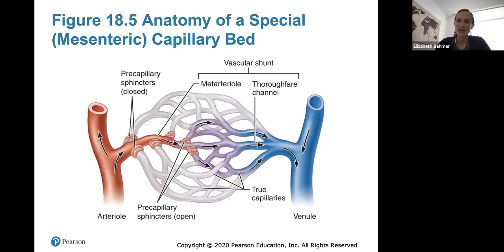So here we have kind of the true thoroughfare channel. The true thoroughfare is kind of the true capillary channel. And then we'll have different shunts or sphincters, which will open and close to allow blood to go through the rest of the capillary bed. So they can control the chemical or other stimulation if we want blood to just flow directly through the capillary, or we can allow the precapillary sphincters to open and close to go and fill up the rest of the capillary bed.